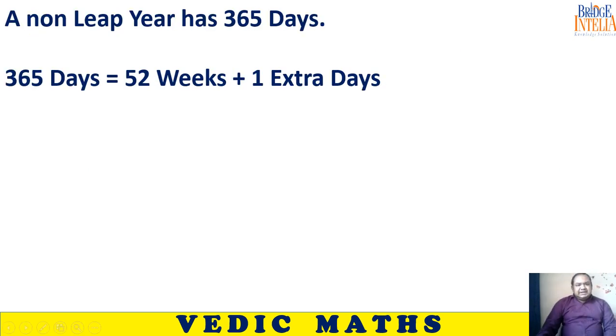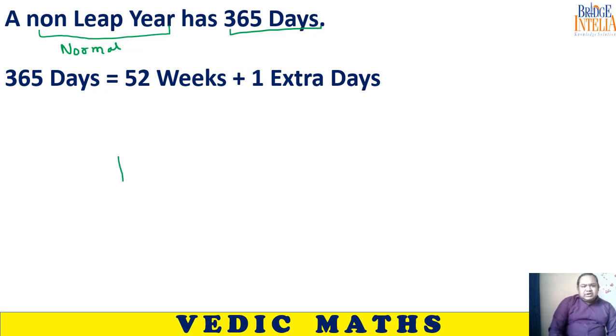So let's begin now. Before we proceed further, we have to understand a very important fact. A non-leap year, that means a normal year, has 365 days. And 365 days is actually equal to 52 weeks plus one extra day. So what does this mean?